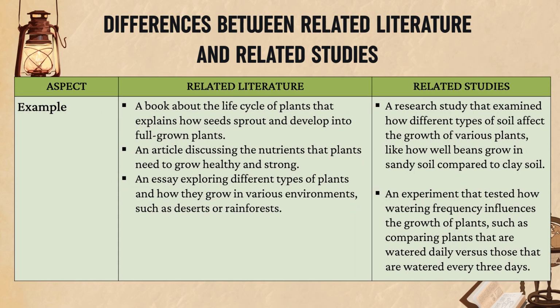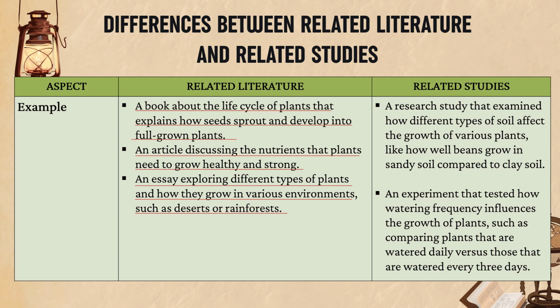For example, in related literature, imagine you want to do a science investigatory project about how plants grow. You might read a book about the life cycle of plants that explains how seeds sprout and develop into full-grown plants, an article discussing the nutrients that plants need to grow healthy and strong, and an essay exploring different types of plants and how they grow in various environments, such as deserts or rainforests. All of these written works are examples of related literature because they help you learn about plants and provide the background information you need for your project.